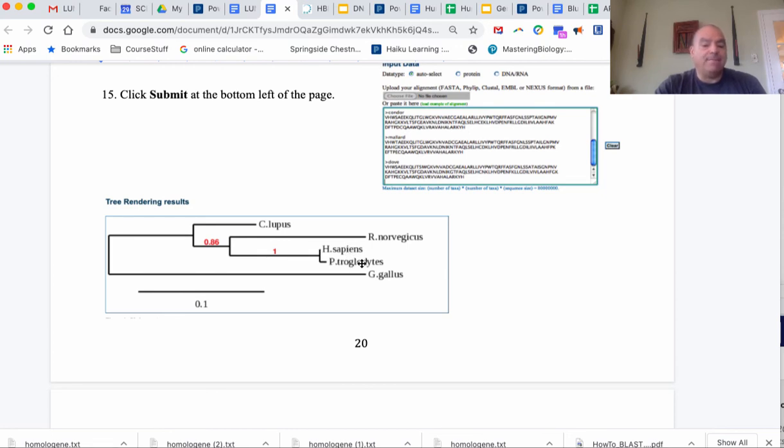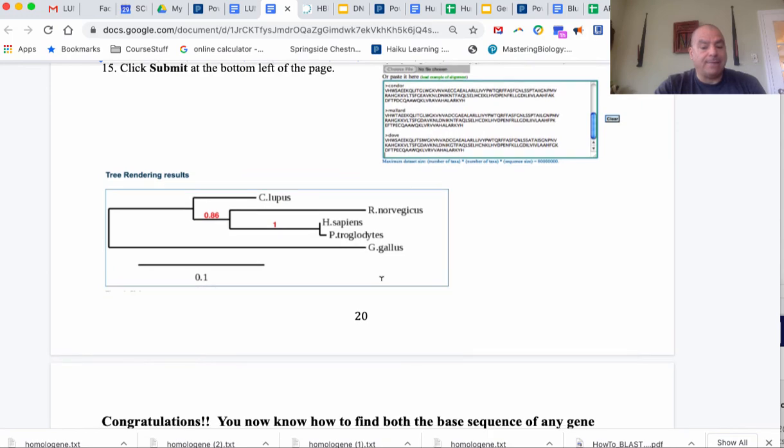Here's Homo sapiens and Pan. Pan troglodytes is chimp. Here's a rat, so you can see rats. These are all very closely related. And then Canis lupus is a dog. So these make sense. These are all mammals, and then here is a bird. So you'll want to make sure your cladogram makes sense.